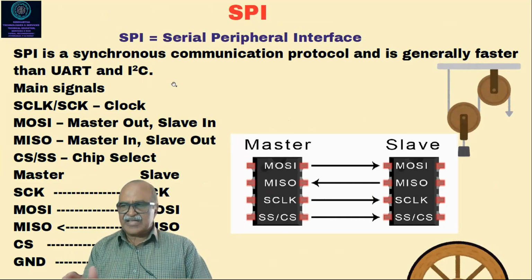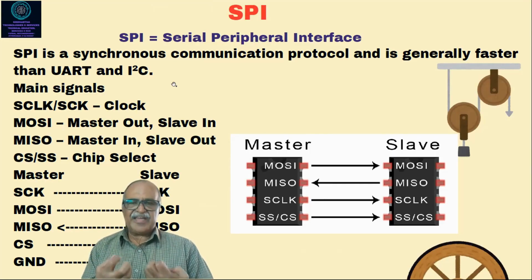If you're looking for data speed, then you have to look for SPI peripherals or SPI-based sensors and modules, right? So here SCL, SCK, that is the clock pulse line, is there.